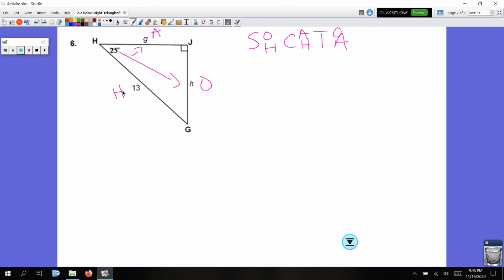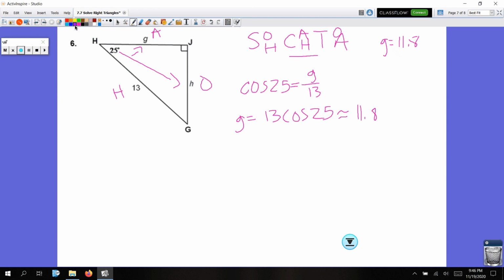So again, you get to choose. You want to find G or H first? Whatever, just pick one, okay? So let's go with G. So I want to find G, that's adjacent. I have the hypotenuse. I have to use cosine. So cosine 25 is G over 13. G is equal to 13 times cosine 25 because we multiply both sides by 13. All right, we put that in. And I get 11.8 about. So G equals 11.8.